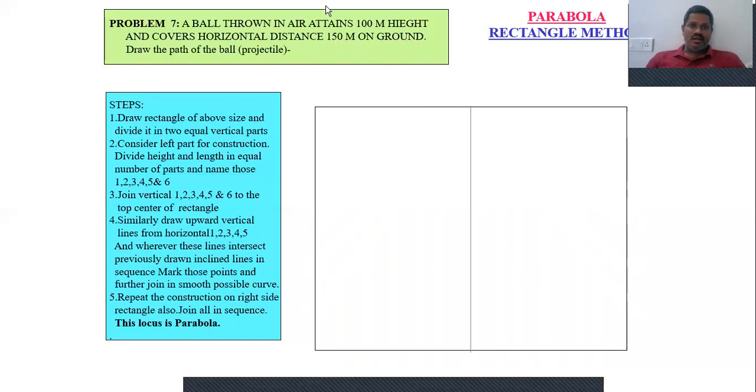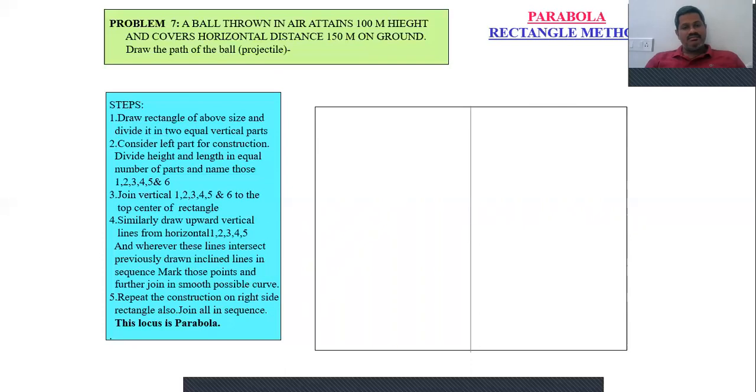So length is 150 meters, height is 100 meters. By taking the scale, 1 meter is equal to 1 millimeter, this length will become 150 millimeters and height will become 100 millimeters. So we should specify the scale here: 1 meter is equal to 1 millimeter. Then construct a rectangle of length 150 millimeters, height 100 millimeters.